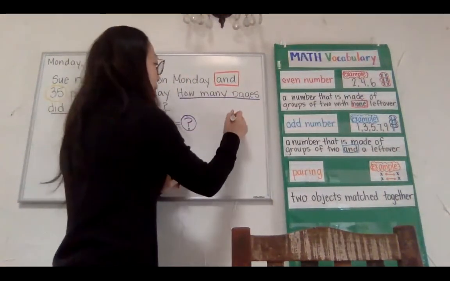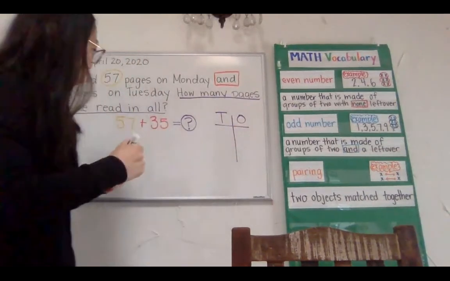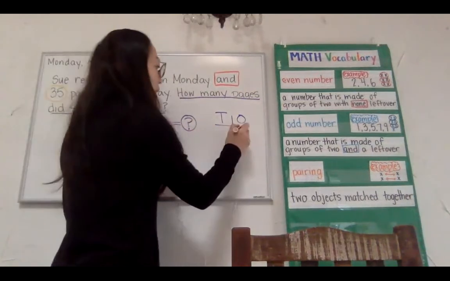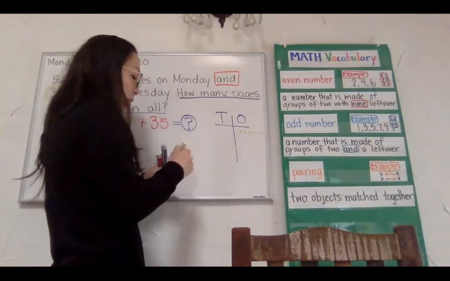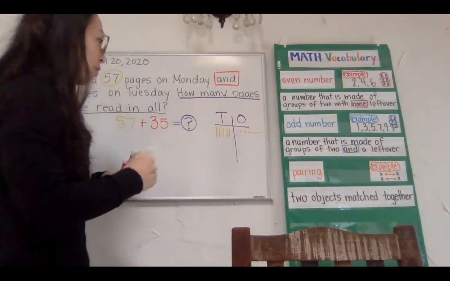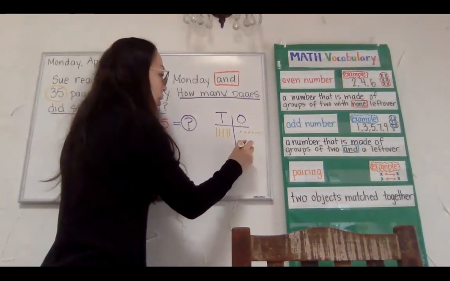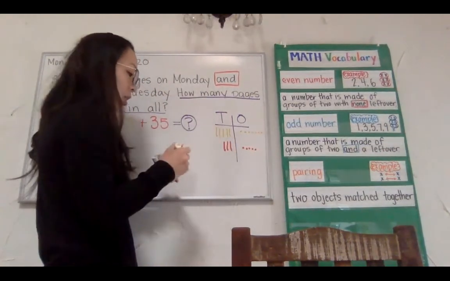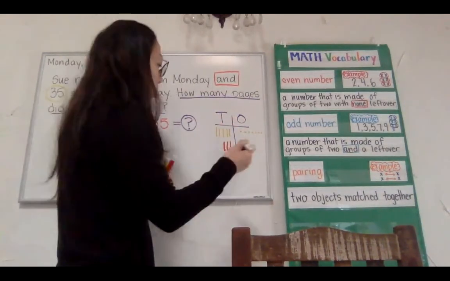So let's put our place value chart up. We know we always have to make that drawing to figure out what do we do. All right, I'm going to start with my 57. So I have 1, 2, 3, 4, 5, 6, 7 ones in 57, and 1, 2, 3, 4, 5 tens in 57. Let's go on to 35. 35 has 1, 2, 3, 4, 5 ones, and 1, 2, 3 tens. Okay, now what? Well, we got to add them up, right?